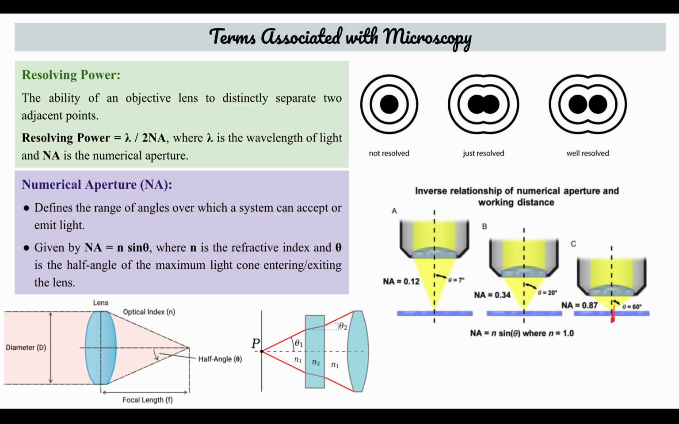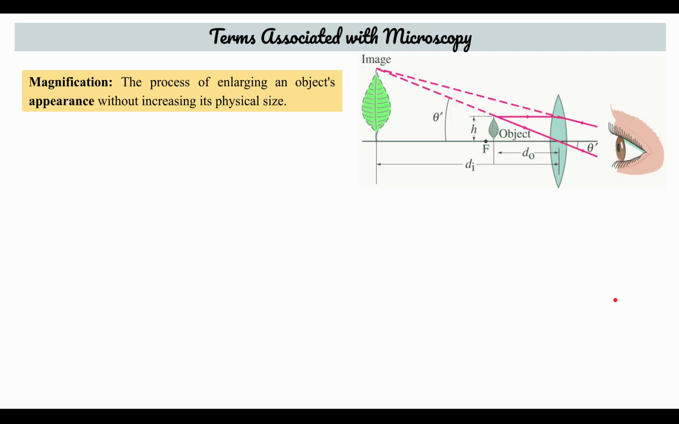And now in this case, the distance is very small as compared to our previous examples. So in this case, theta further increases to 60 degrees and numerical aperture is highest in this case, which is 0.87. So you can see that there is an inverse relationship between the working distance and numerical aperture. As the working distance decreases, numerical aperture increases, because the theta angle is also increasing with the shortening of the working distance. So this is about the numerical aperture.